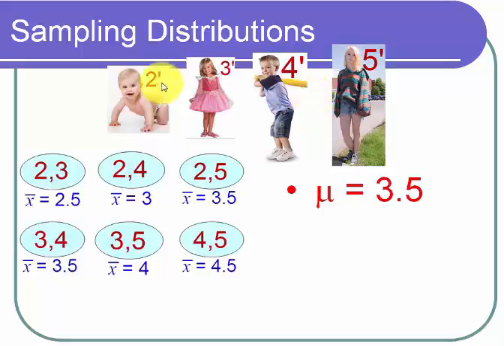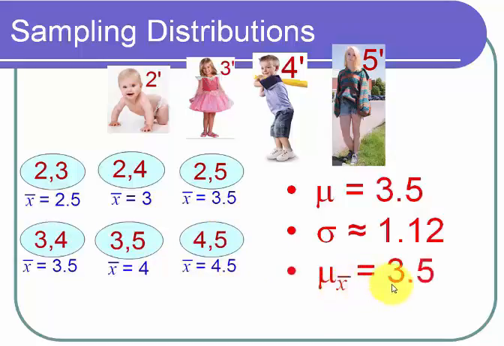I put these numbers 2, 3, 4, 5 in my calculator, and I got a standard deviation of 1.12 for the population standard deviation. Now let's take a look at the sampling distribution. I could look at the mean of all the sample means. So that's 2.5 plus 3 plus 3.5 plus 3.5 plus 4 plus 4.5 divided by 6. And when I do that, I got 3.5. I got the same number. It turns out that is not a coincidence.